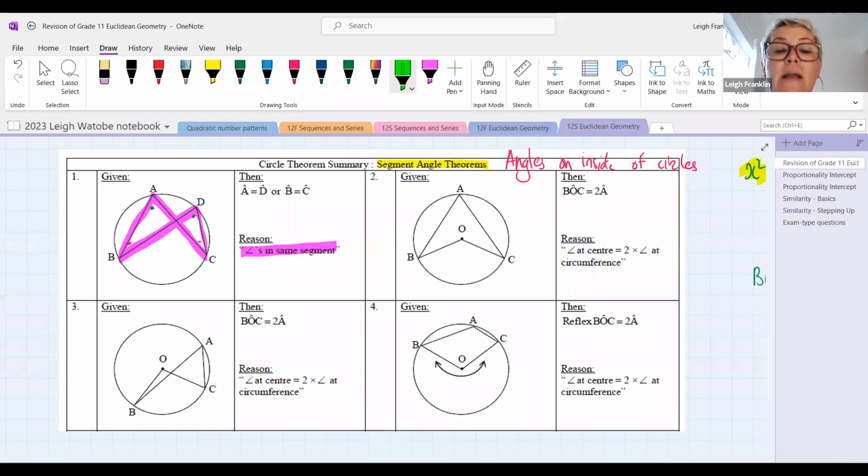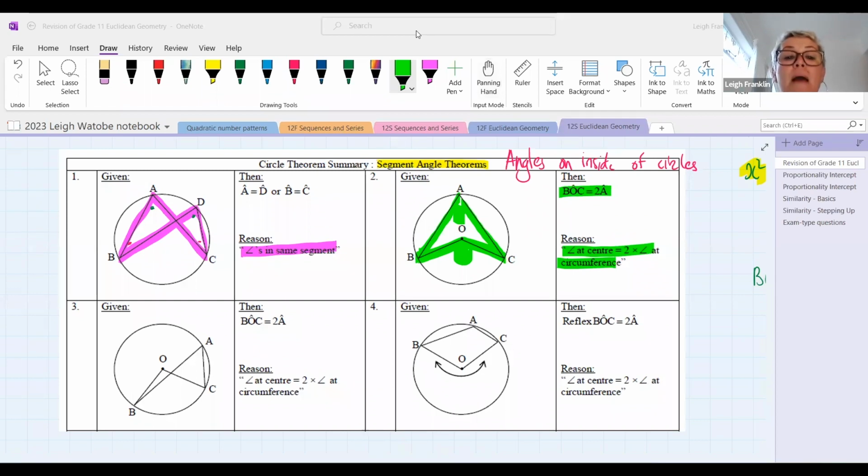The second one is the angle at the center. This angle over here is twice the angle at the circumference. BO and CO subtend this angle at the center, and they also subtend A at the circumference. So I would say that BOC is twice as big as A. Angle at center is twice angle at circumference.